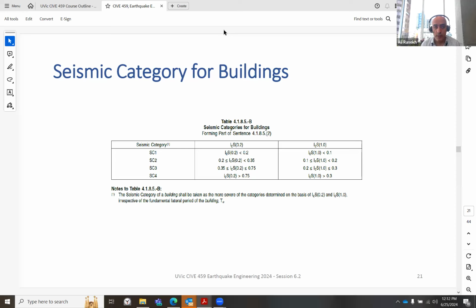That frame has 50% capacity for gravity and 50% capacity for seismic. Pretty much the code says don't use the same capacity for both purposes, and in a way the building should be doing both tasks at the same time. Yeah, so sorry for the confusion. Sometimes the code talks more like a legal document rather than an engineering document.